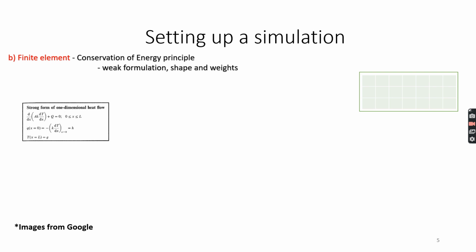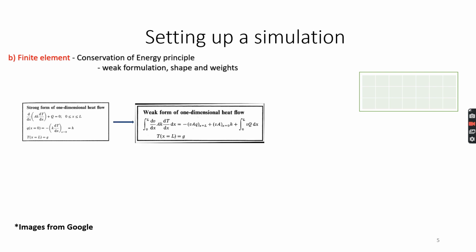So here we do something called a strong to weak formulation. That means the partial differential equation is written in the weak form based upon the shape function. As you can see over here, if this is a one-dimensional heat equation, this is transformed into a weak form of the one-dimensional heat equation by integrating with the shapes, and then assuming the shape function and the weight function.